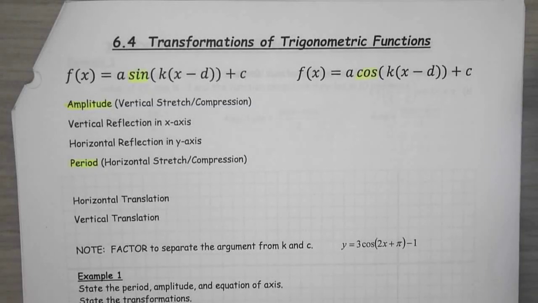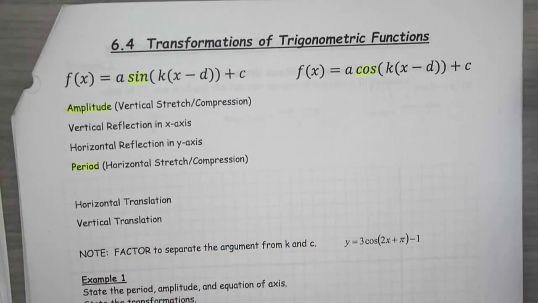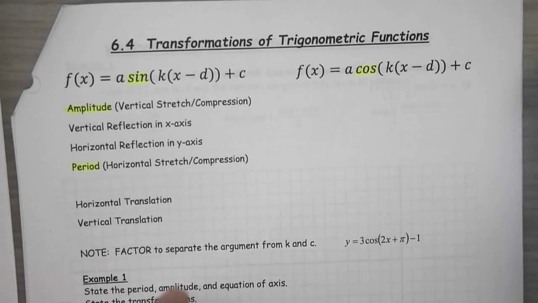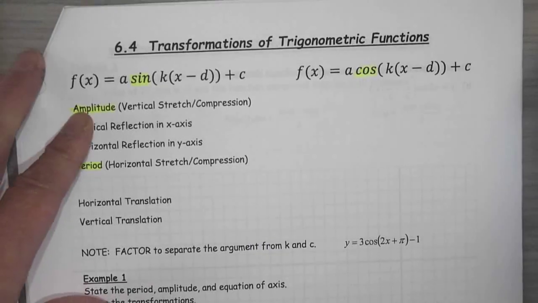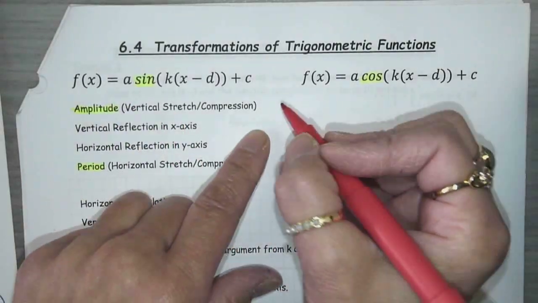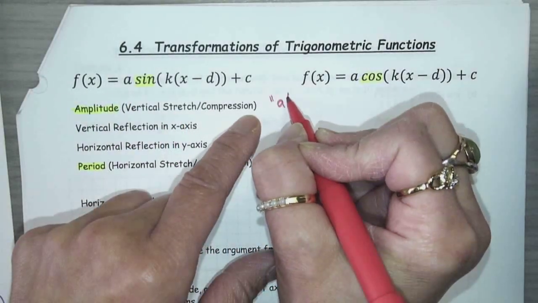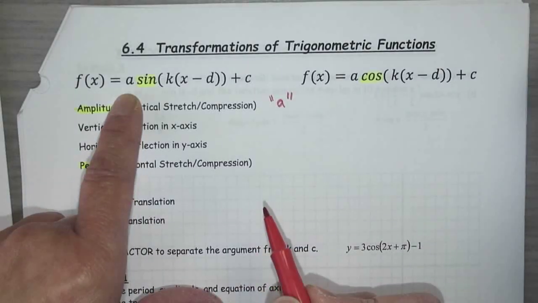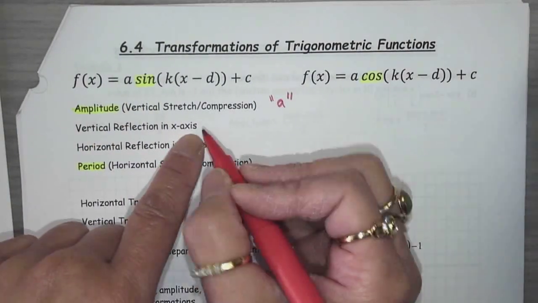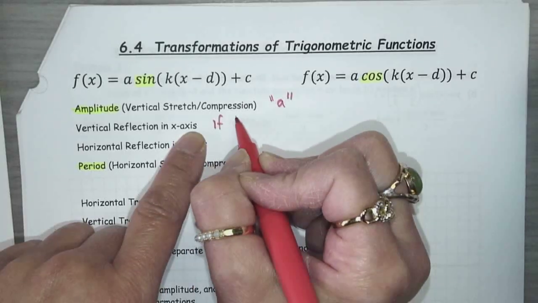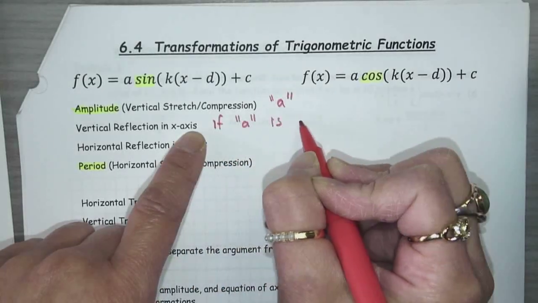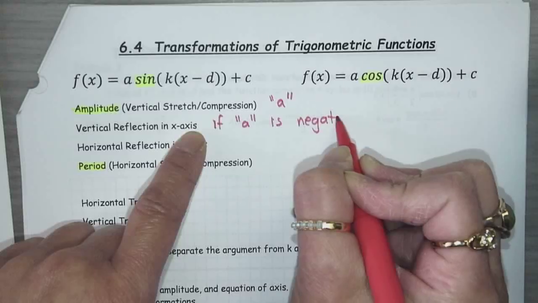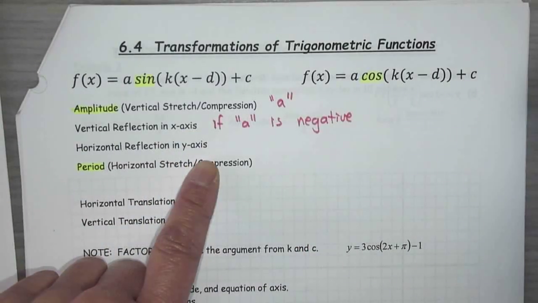When we look at this, we can break it down in terms of the equation. So when I look at this, I know that the amplitude is going to be this part here, the A value. That's the A value here in front, the amplitude. The vertical reflection is if A is negative. Does that make sense? If the A is negative.